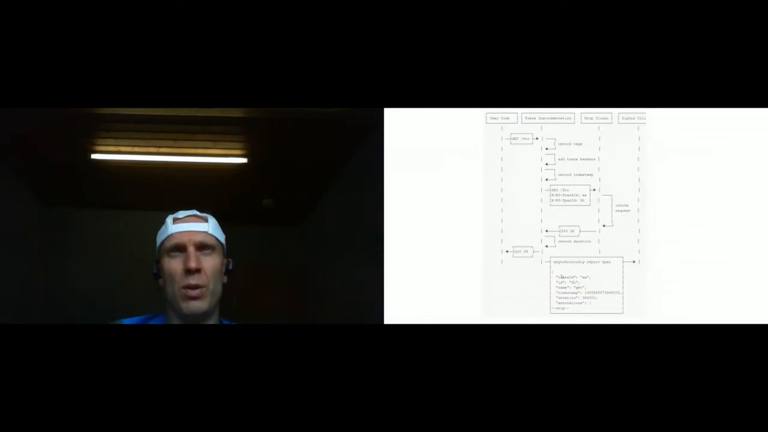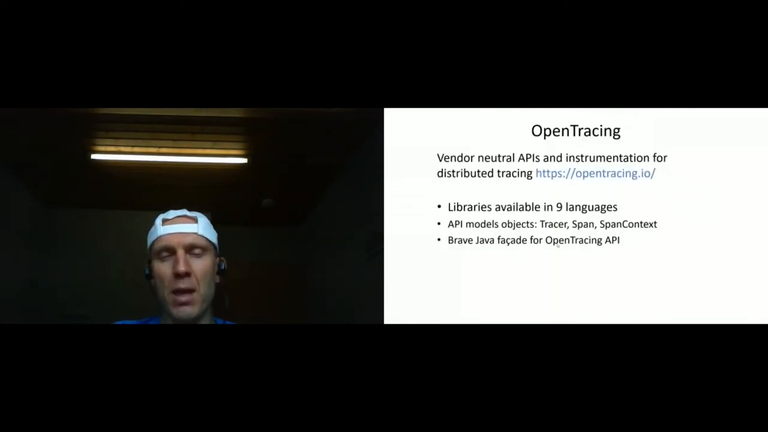Additionally, there is also the OpenTracing API. So if you don't want to be dependent on a single vendor, for example, Zipkin or Brave, and would like to be more or less independent, you can use this OpenTracing API that's available in a number of languages. And you also see the known objects like tracer, span, and span context. And Brave also provides a facade for the OpenTracing API. So you have a choice. You could either use the Brave API directly or use the more generic OpenTracing standard. Apache CXF basically provides both solutions.